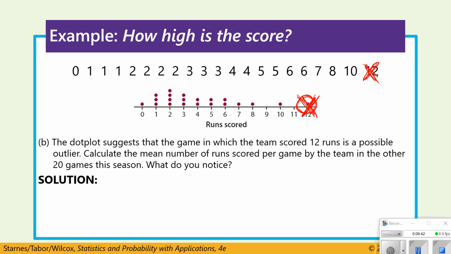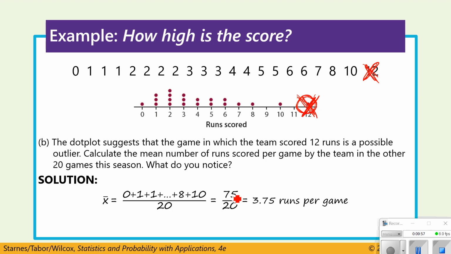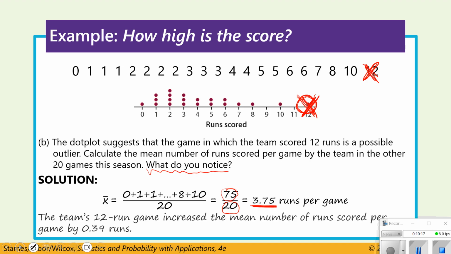Let's go ahead and find the new mean, and then what I want to know is what happens then. We already should have a pretty good idea of what's going to happen, but what's the whole interpretation of that? What does it mean? So the new total is 75 over 20, so the average now is 3.75 runs per game. What does that really mean to us, though? What do you notice about that? How does that play into anything here? Why did I have to mess with the outlier?